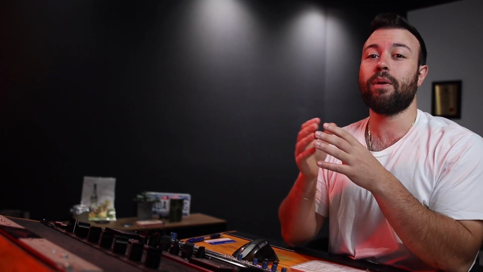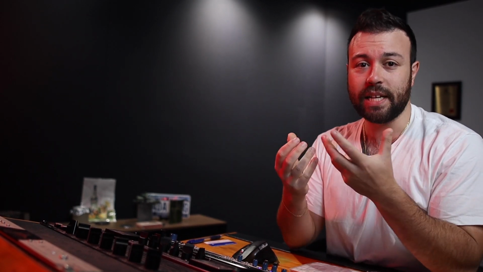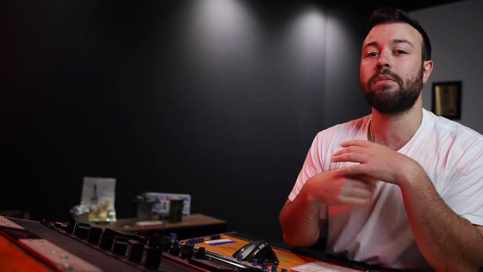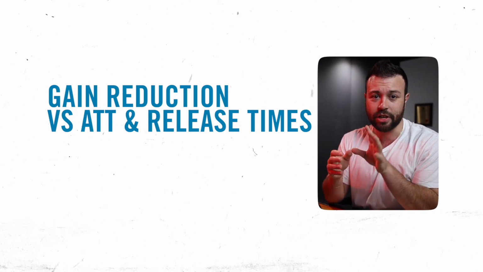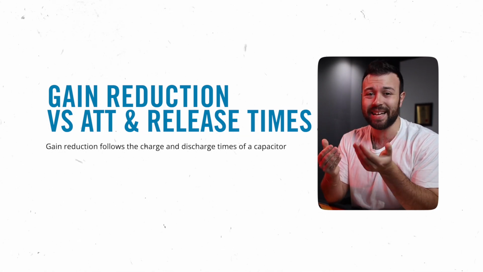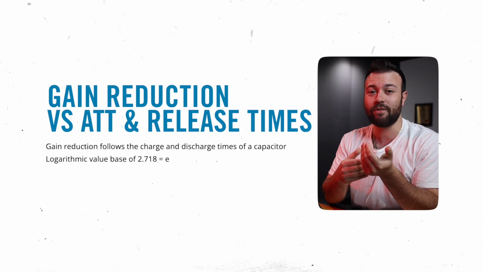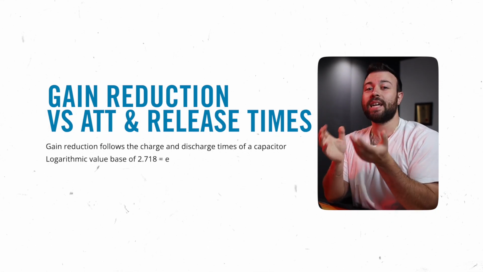Now, while exploring how to get a super clean compression and control a signal, I discovered that the set attack or release time are actually not the time domains in which the signal will reach its maximum amount of gain reduction or return during the release stage to unity gain. The attack and release parameters of standard compressors are logarithmic in their action, and most notably follow the charge and discharge times of an electronic capacitor, which have a logarithmic base value of 2.718.